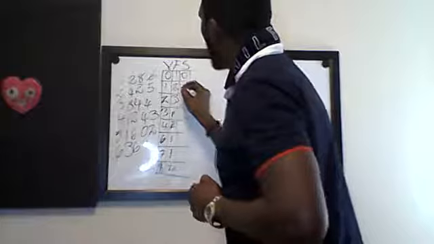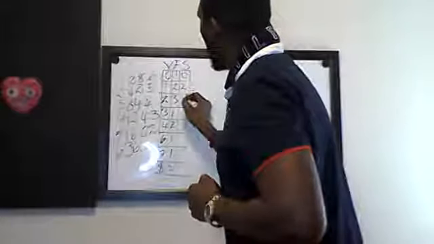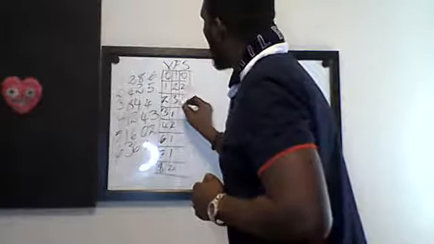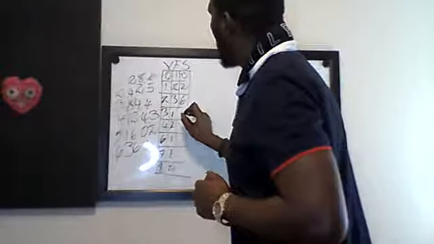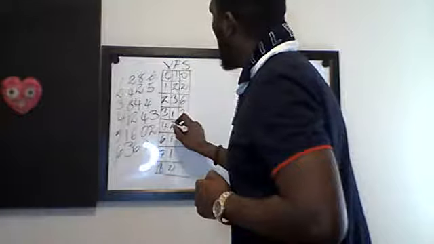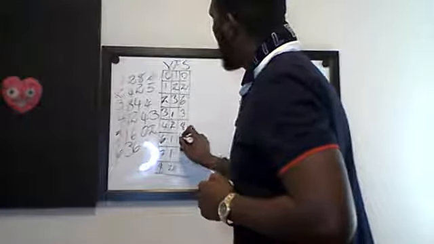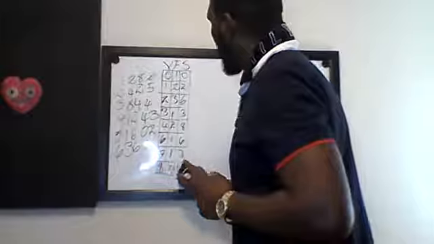0, 2, 6, 3. Three times one. No, one time three, 3. One time 4, 8, 6, 7, 16.